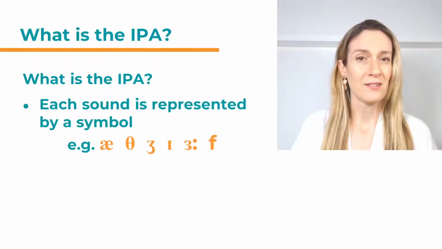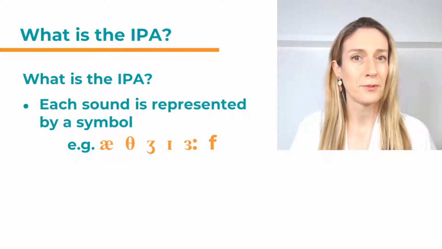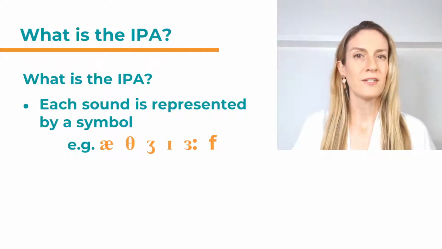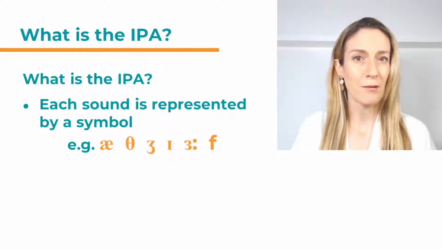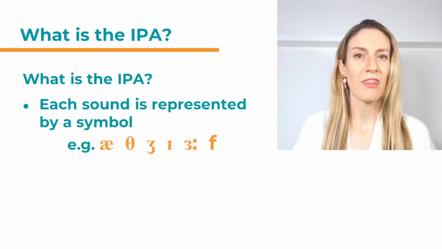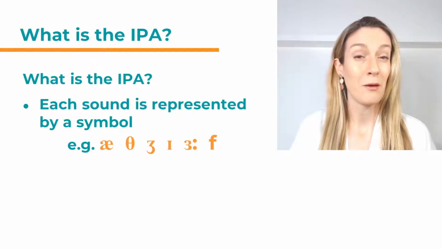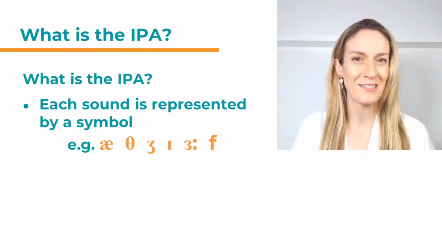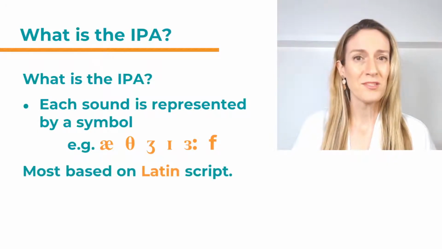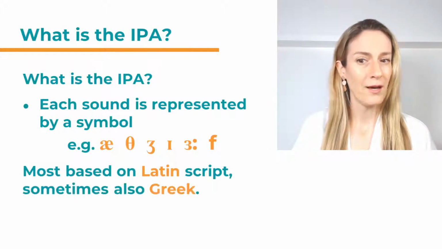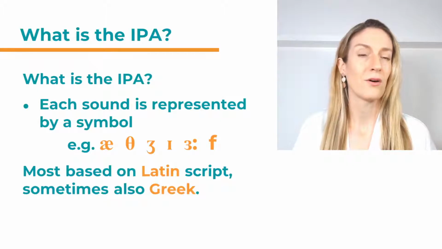Each sound is represented by a symbol. So have a look. I've written down a couple of example symbols here in orange. We've got f, j, e, f. Obviously, there are many more. These are just some examples. Most of the sound symbols from the IPA are based on Latin script, but sometimes also on Greek.